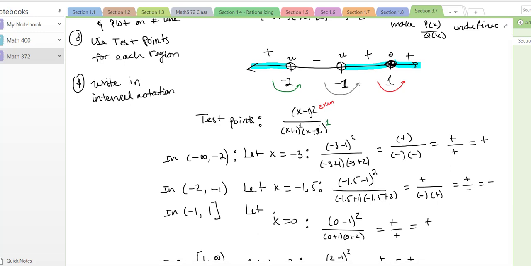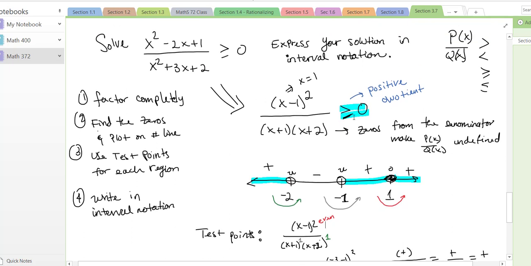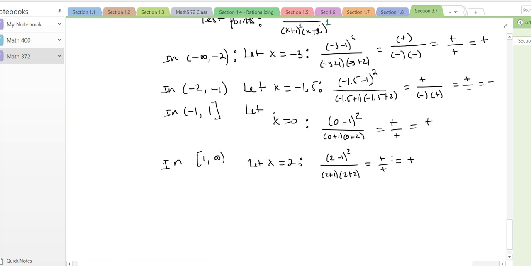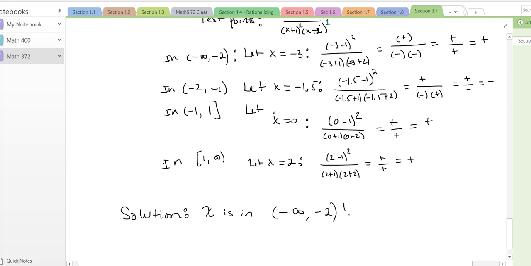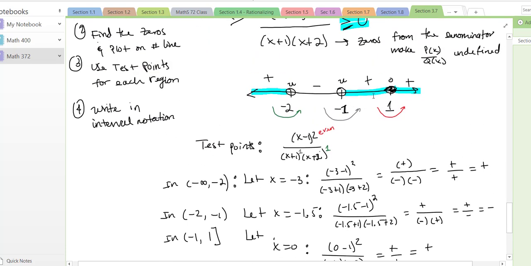So now, how do we write our answer with that number line? We were looking for the quotient to be greater than or equal to 0, which means positive. So all the pluses. So that one, and that one. So we can go and write our interval notation. The solution will be x is in the interval, and we have negative infinity to -2, parentheses because we're not including it, union, and then -1 to 1.